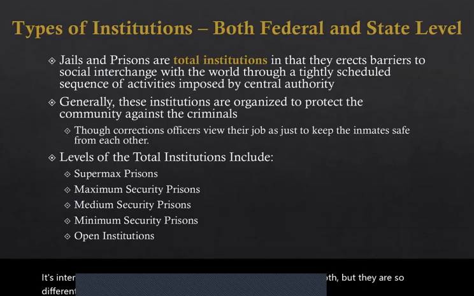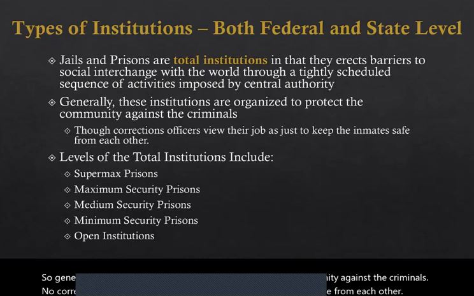So if we look at types of institutions, both at the federal and state level, jails and prisons are what's called total institutions, in that they erect barriers to social interchange with the world through a tightly scheduled sequence of activities imposed by a central authority. So generally, these institutions are organized to protect the community against the criminals. Though correction officers view their job as just to keep the inmates safe from each other.